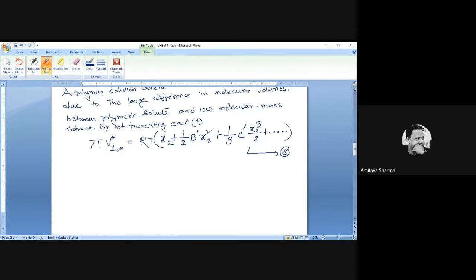So what I have done, I have actually written equation 3 in terms of the last equation, equation 7, and put the value of concentration in terms of that, where B prime and C prime are respectively known as second and third virial coefficients.